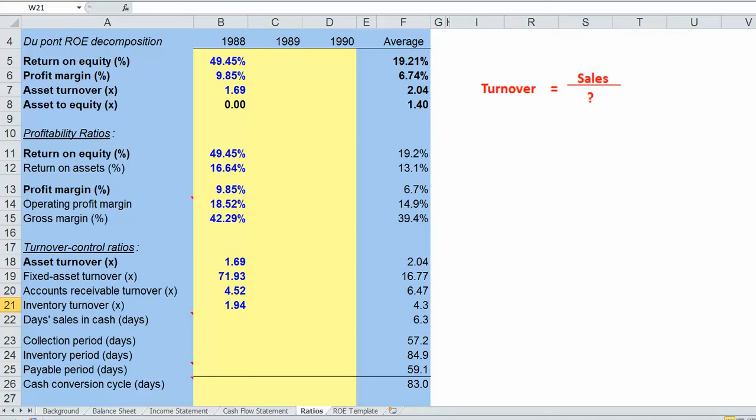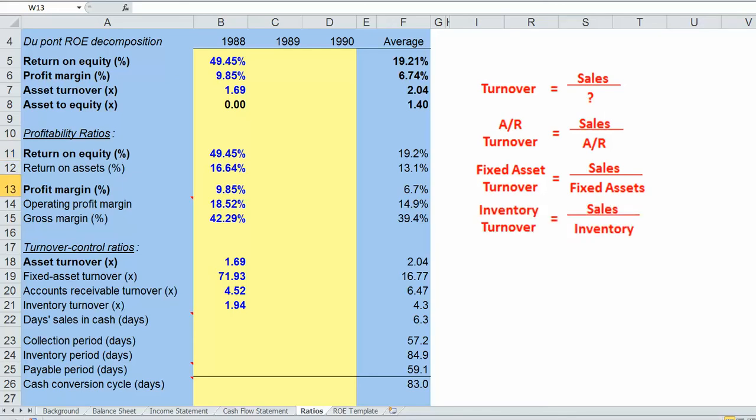Turnover, again, is simply sales divided by something. We have our total asset turnover, sales divided by total assets. Our accounts receivable turnover, sales divided by accounts receivable. Our fixed asset turnover, sales divided by fixed assets. And about half the sources will show inventory turnover as sales divided by inventory. The other half will show cost of goods sold divided by inventory.